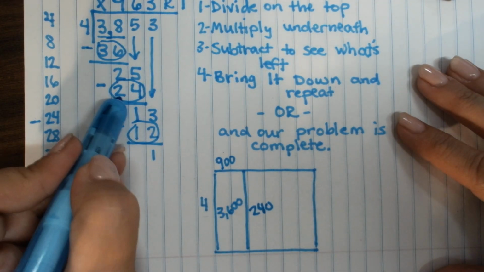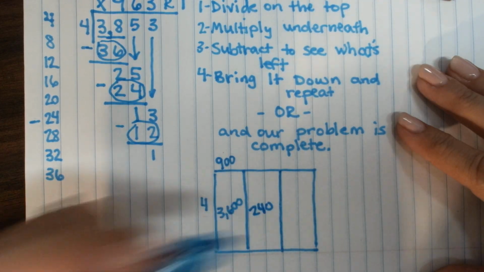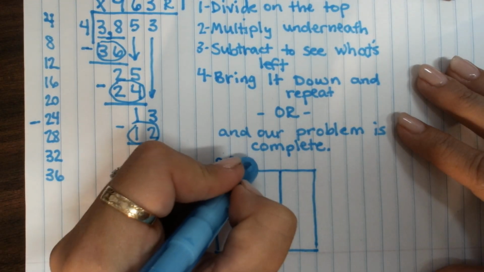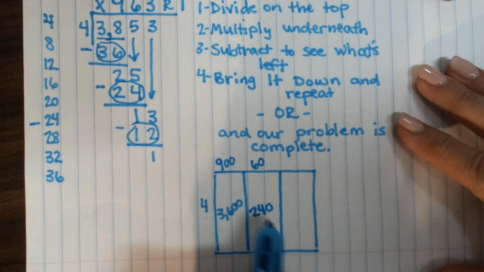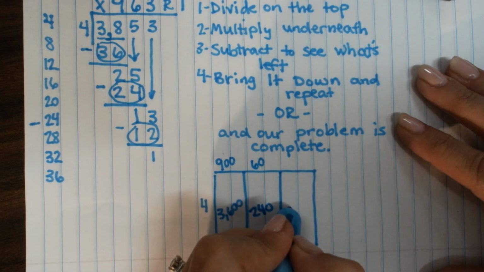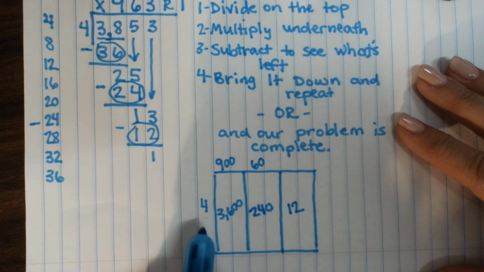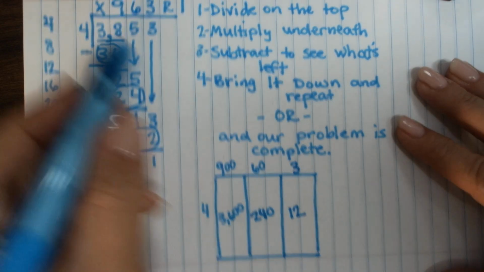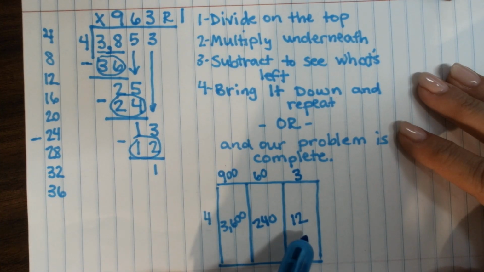Okay, the next one I'm going to subtract is 240. I'm going to plug that number in here as my next box, and that's going to be 60. 60 times 4 is 240. The last one I'm going to put in there is a 12, and I know that that 3 ones is going to be 3 times 4 is 12.